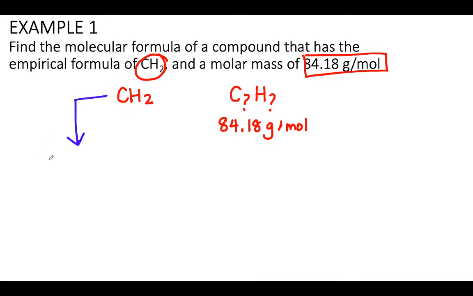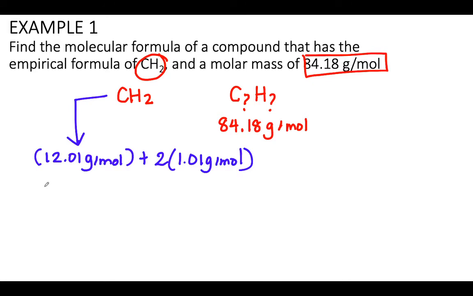How would I do that? I just have to account for the molar mass of each of the elements and how many of those elements there are. So just like we've learned previously, carbon has a molar mass of 12.01. There's only one of those carbons, plus there's two hydrogens, and hydrogen has a molar mass of 1.01. So if I figure out the molar mass of this empirical formula, it would be 14.03 grams per mole.